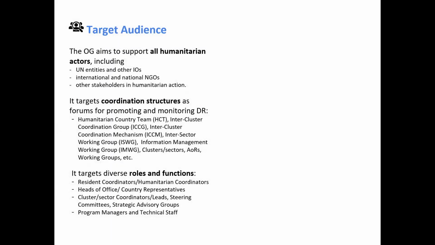So let's take a minute to look at the guidance's audience and then the scope. So the target audience is all humanitarian actors in a given response setting, including UN agencies, other international organizations, and international and national NGOs, and others involved in the response. Since this is really about our collective response, there's also an emphasis on coordination structures, such as humanitarian country teams, intersectoral working groups, and information management working groups.